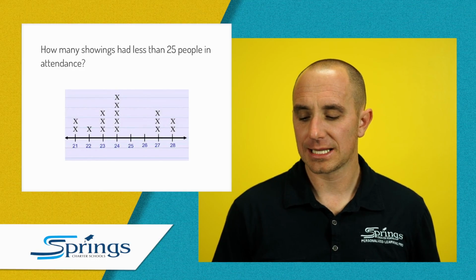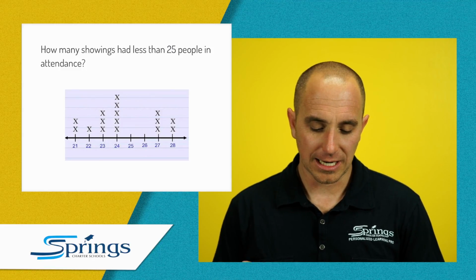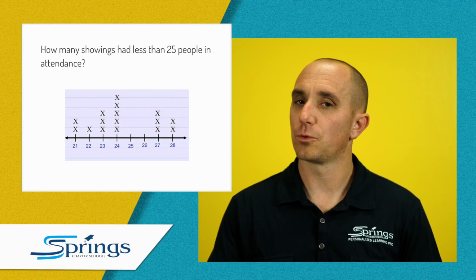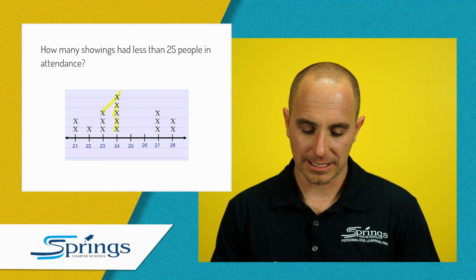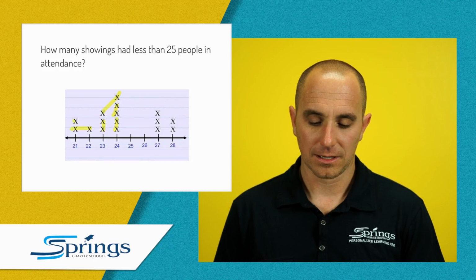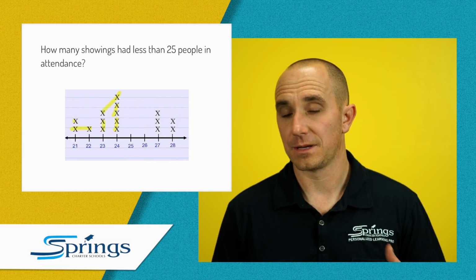How many showings had less than 25 people? I'm just going to do the opposite. A good strategy that I like is counting by 2s. It's a simple way to skip count, and it makes it a little bit faster. So I got 2, 4, then 6, 8, 10, and then 11. So I had 11 showings that had less than 25 people.